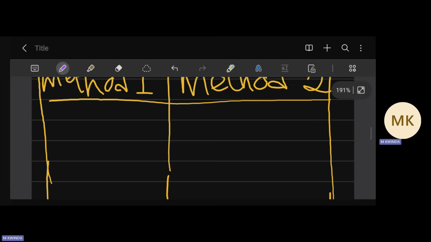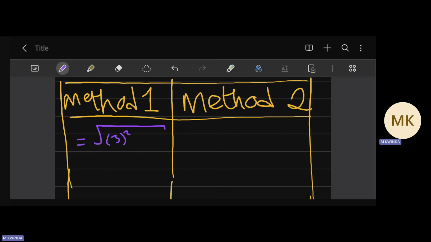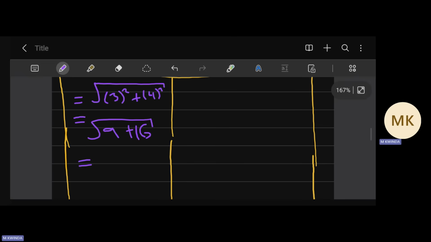Finding OP, I'm going to have one method on the right and another method on the left. So this would be equal to 3, where x is 3, plus 4, the y, squared. And this would give us 9 plus 16. That's 25. And this is 5 units.